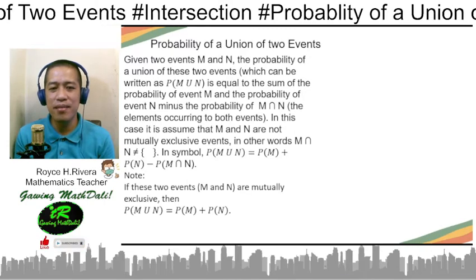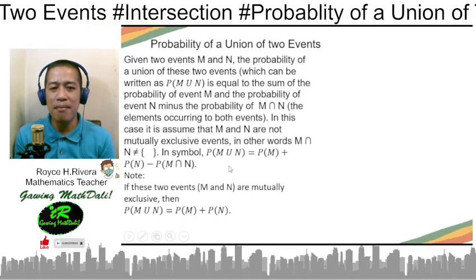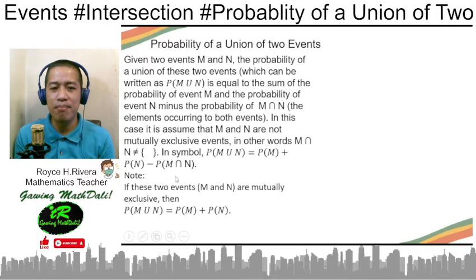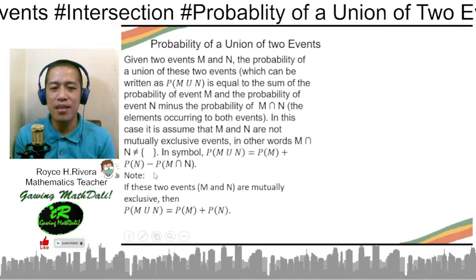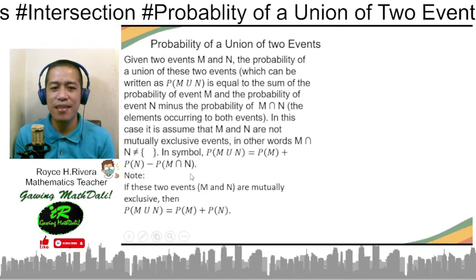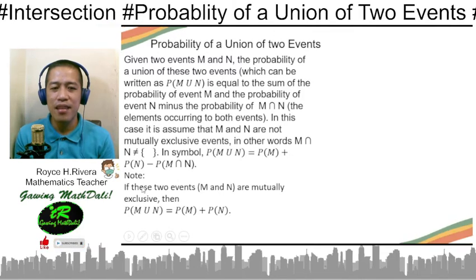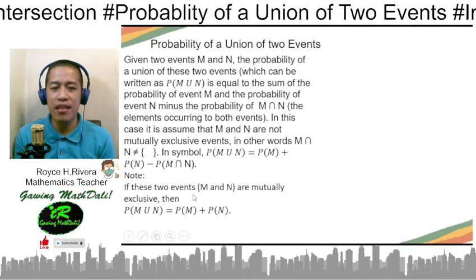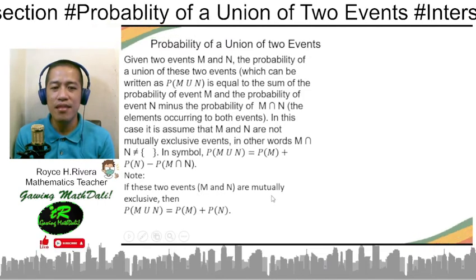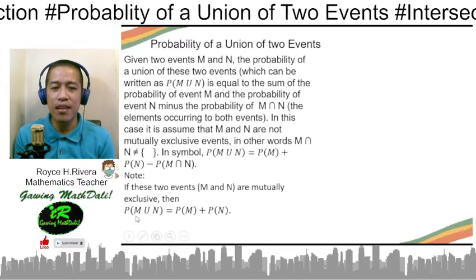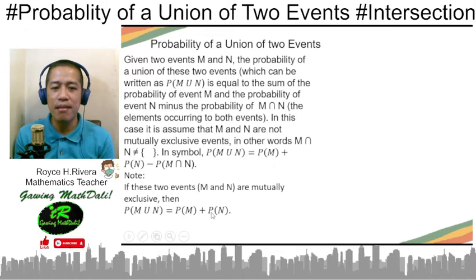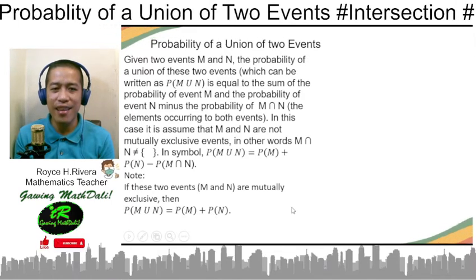So in symbol, P of M union N is equal to P of M plus P of N minus P of M intersection N. So take note, if these two events, M and N, are mutually exclusive, then P of M union N is equal to P of M plus P of N.